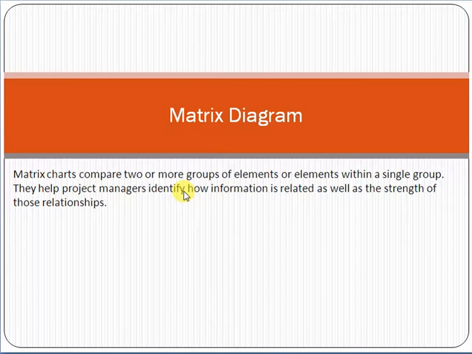Secondly, friend, if you are a professional project manager working in any organization, again it is important for you to understand the matrix diagram, and how you can use it properly to improve the quality, or improve the success of your project. So now coming towards our main topic, matrix diagram.